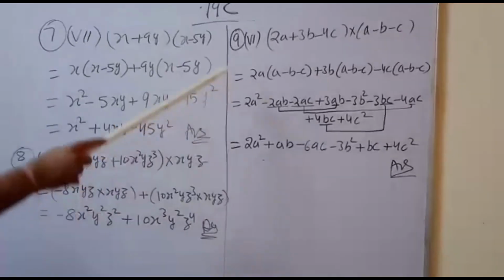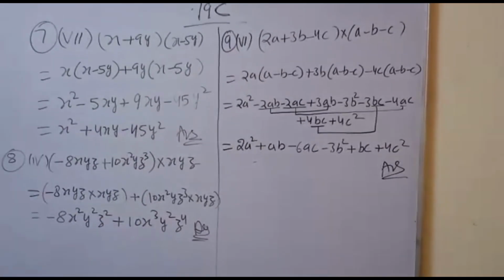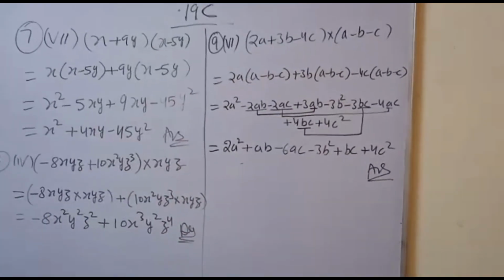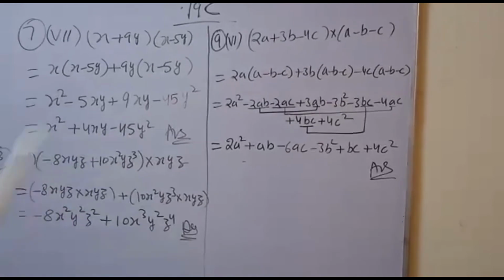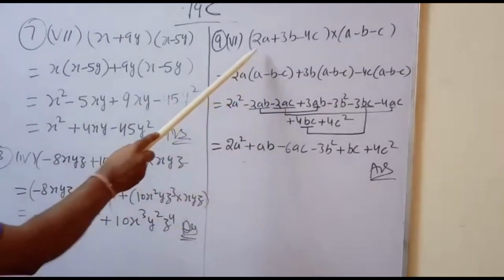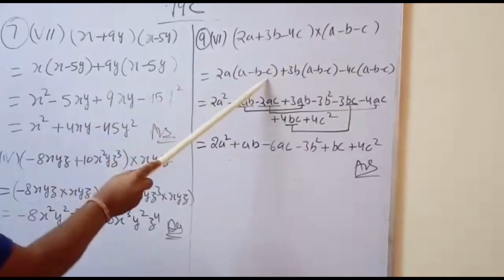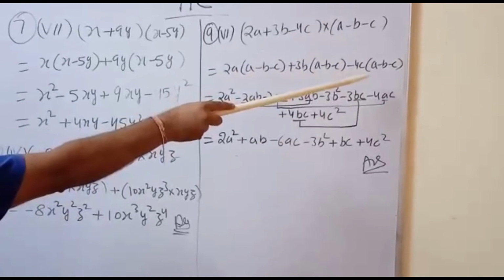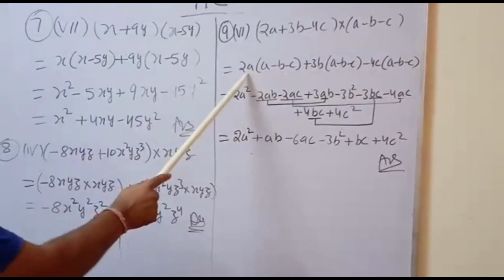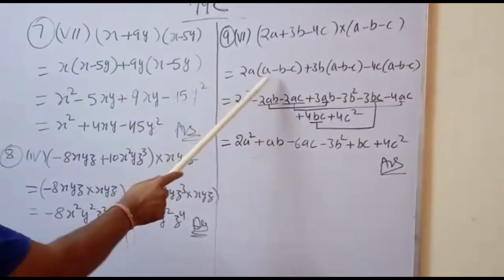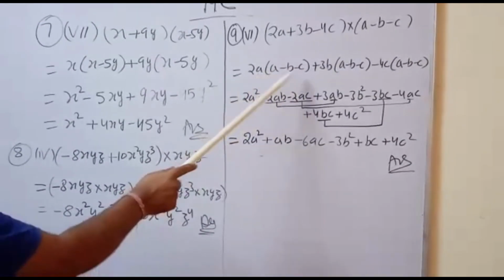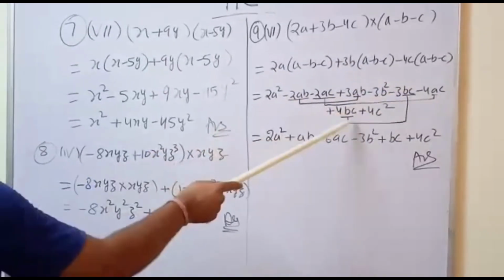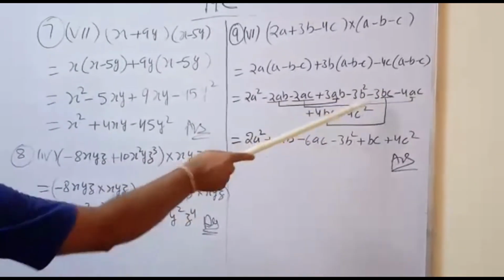Now I am taking question number 9, 6th part. That is trinomial with trinomial. So same as what I told you, whenever we multiply trinomial to trinomial, each term will multiply together. So we write 2a, a minus b minus c, 3b, a minus b minus c, and minus 4c, a minus b minus c. So multiply now 2a into a, 2a square, 2a into minus b, minus 2ab, 2a into minus c, minus 2ac. Similarly, you will multiply all these terms. In that manner, when you multiply, you will get this answer.